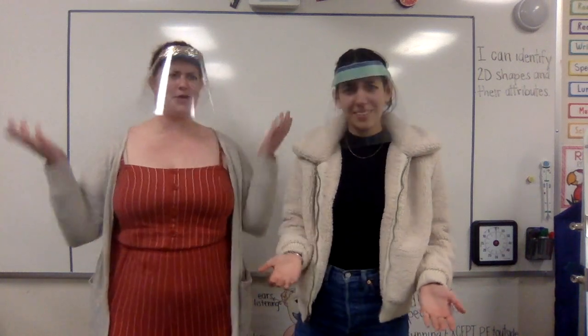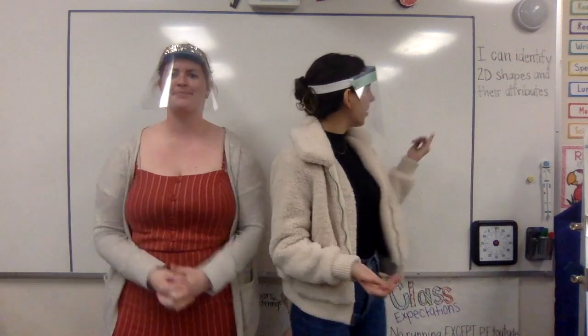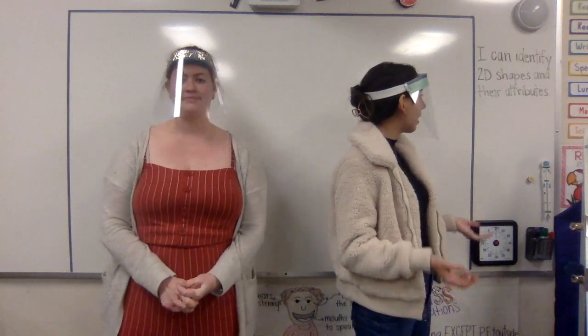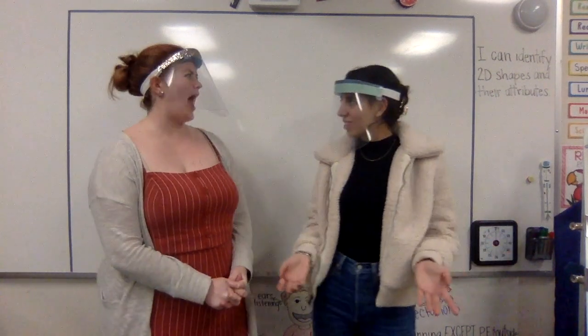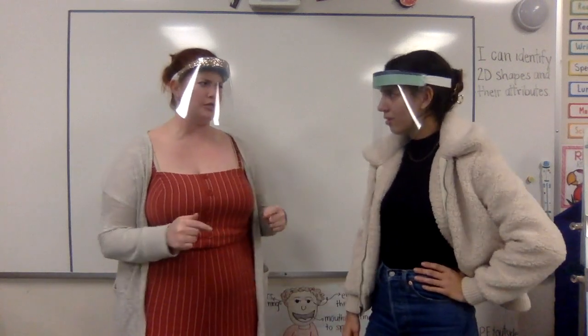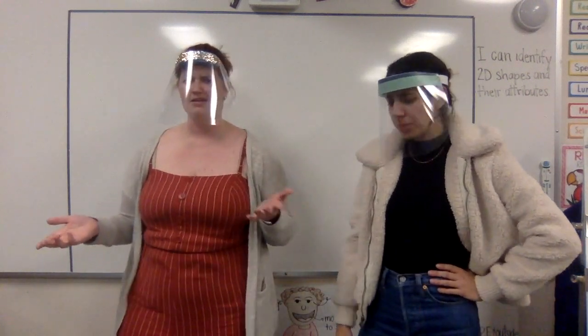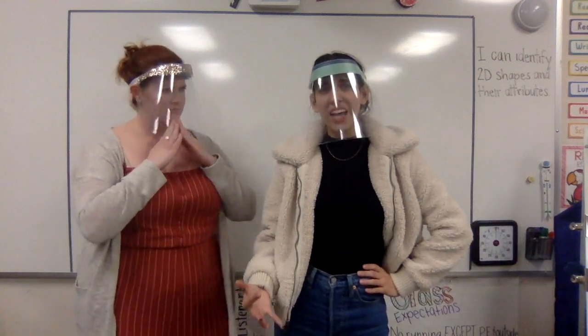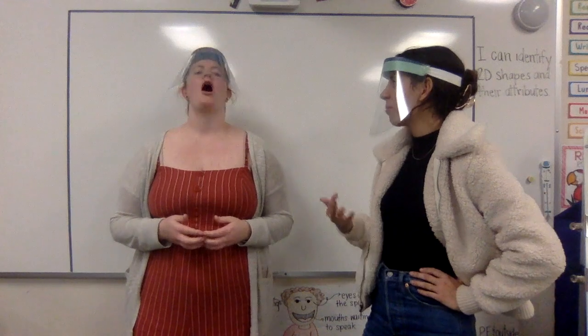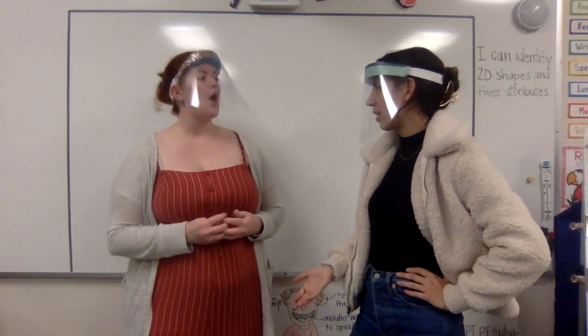I don't know, Miss Lustico, what does our target say? Well, our target says I can identify 2D shapes and their attributes. Ooh, attributes. I've heard that word before. We've said it a few times earlier in math. What does that mean? Attributes. Oh, well, I remember that it's kind of like the different ways to describe or the different things that make up something.